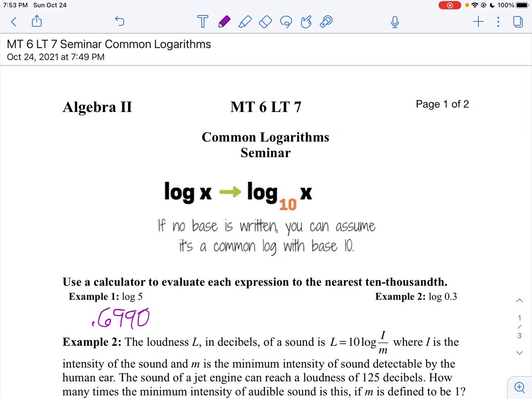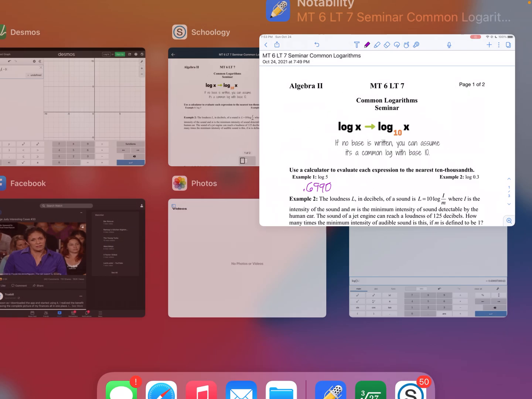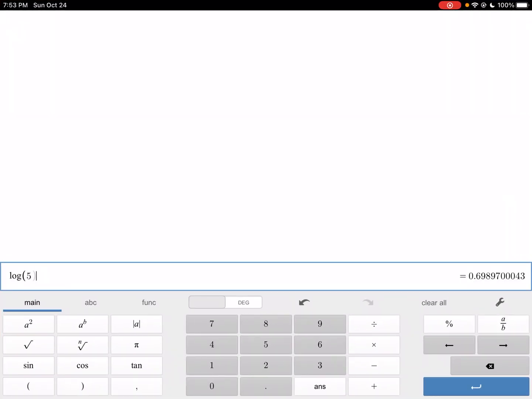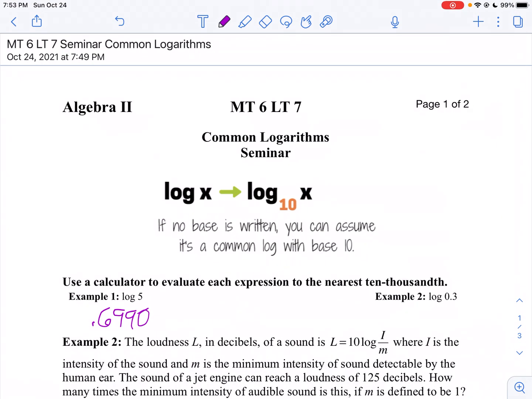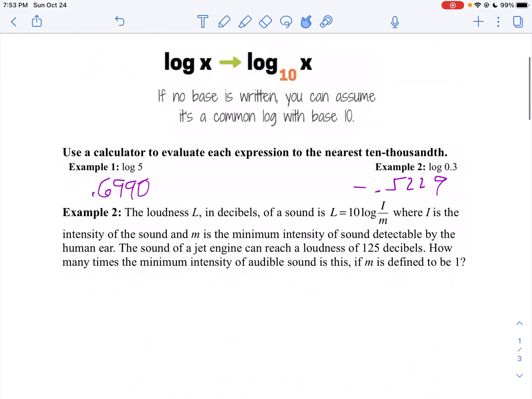Ten thousandth means 4 decimal places. Let's find the log of 0.3. So then I'm just going to take the log of 0.3, which is negative 5.5229. There's your answer.